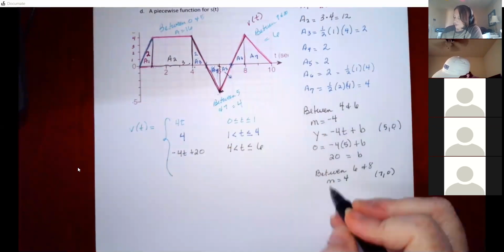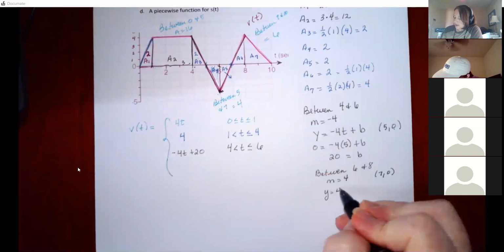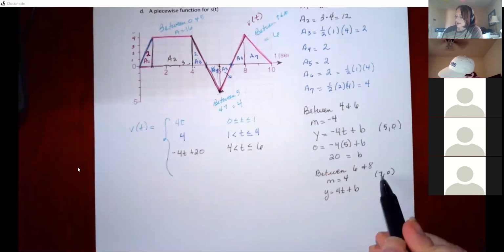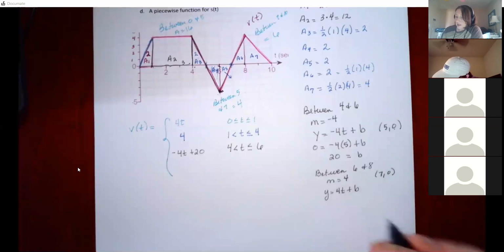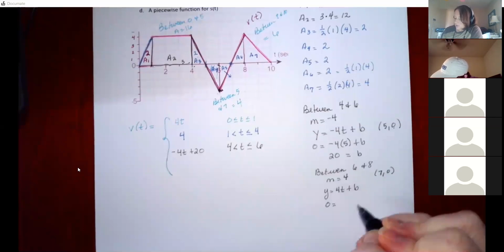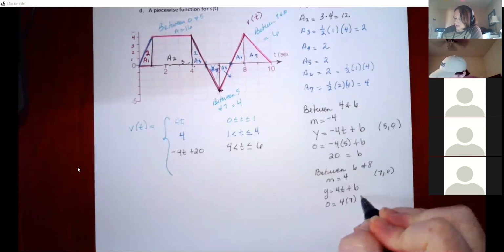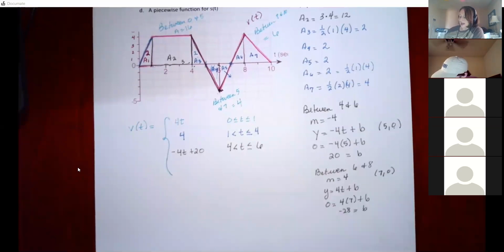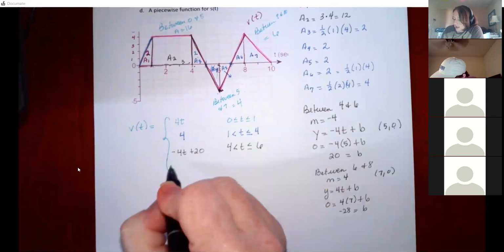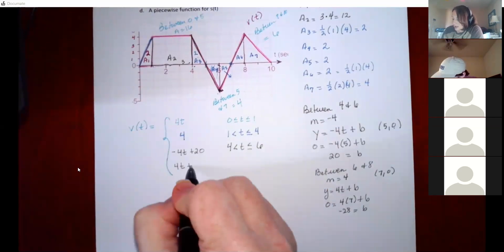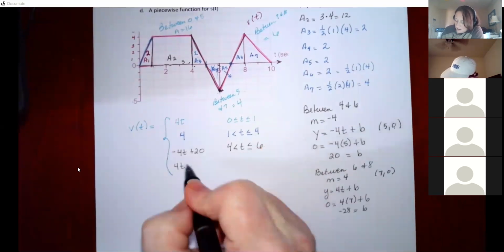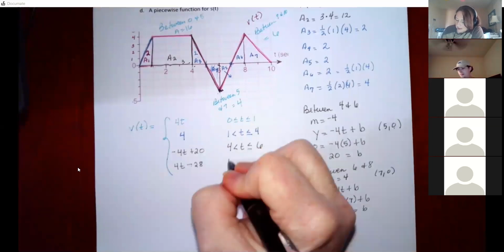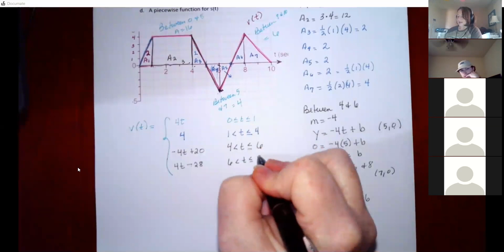So I will have y equals 4t plus b, and if I replace t with 7 and y with 0, I can solve for b. So I'll get 0 is equal to 4 times 7 plus b, or b is -28. So between 6 and 8, our velocity function is 4t minus 28, and that's from 6 to 8.